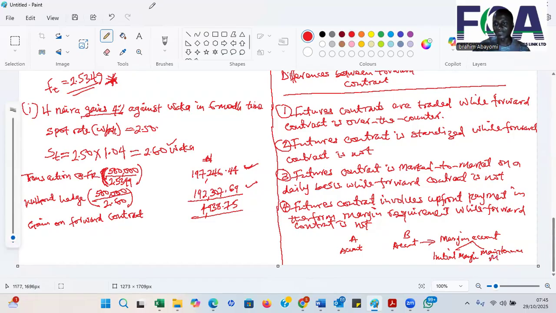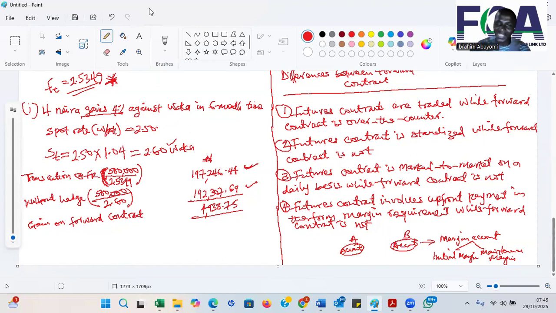We have the maintenance margin. So when they enter into this account, they will open an account with the exchange. The exchange is the middleman between these two parties.